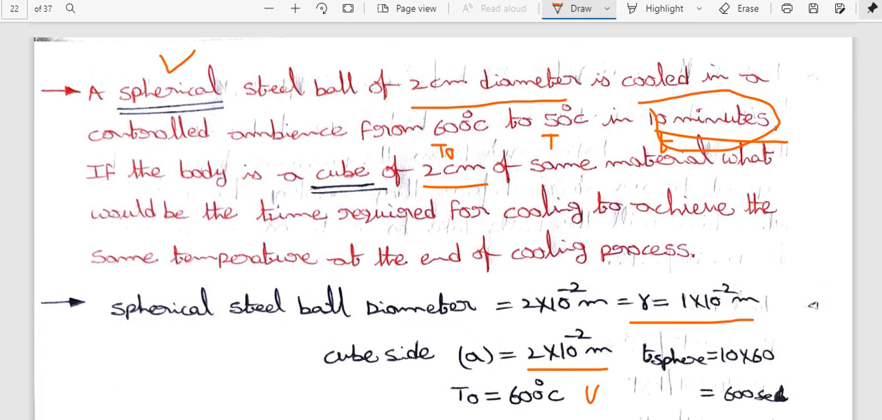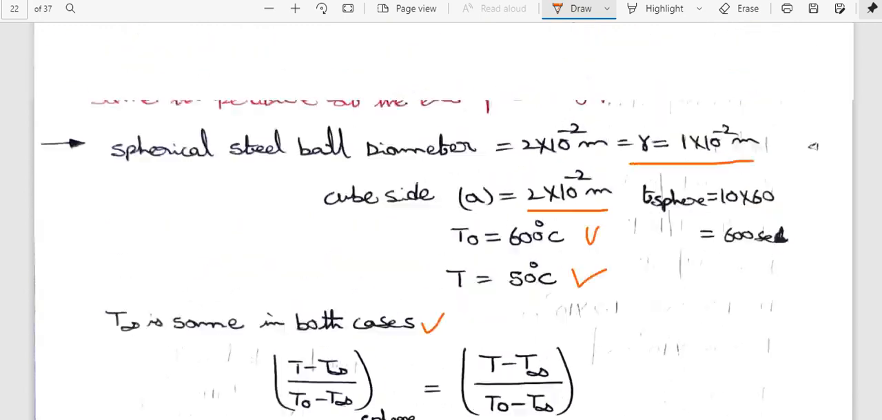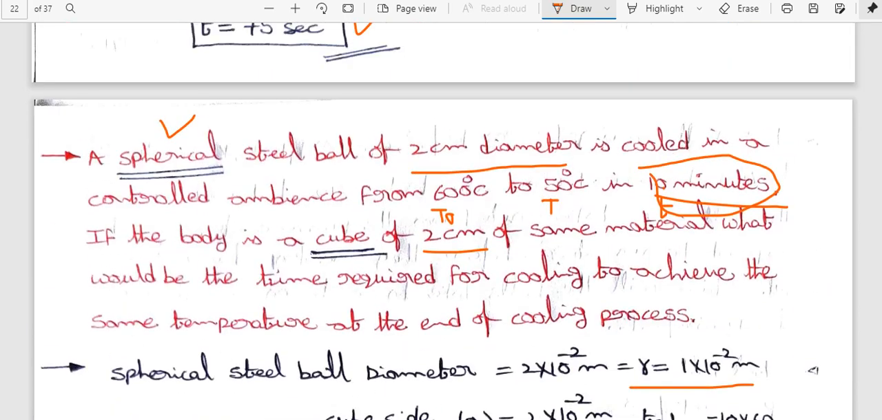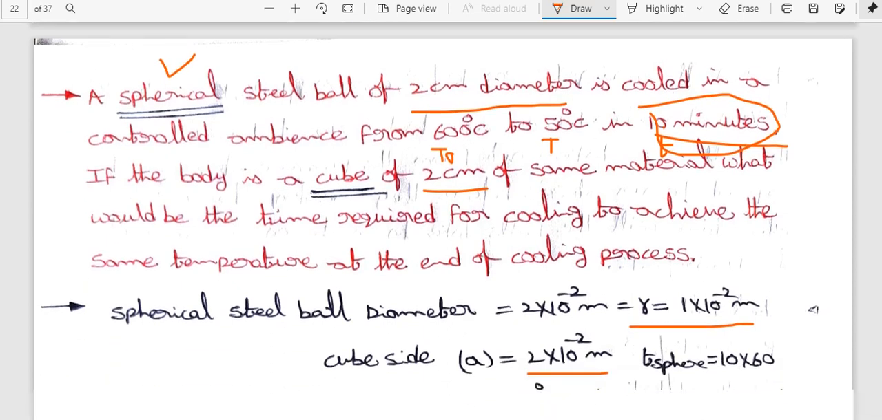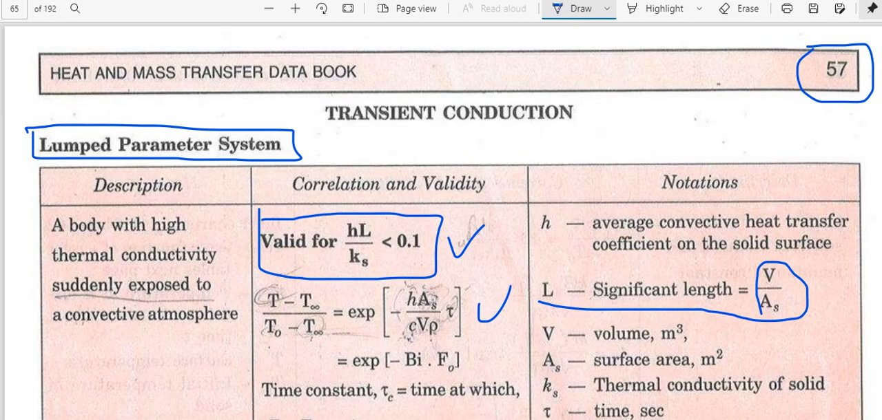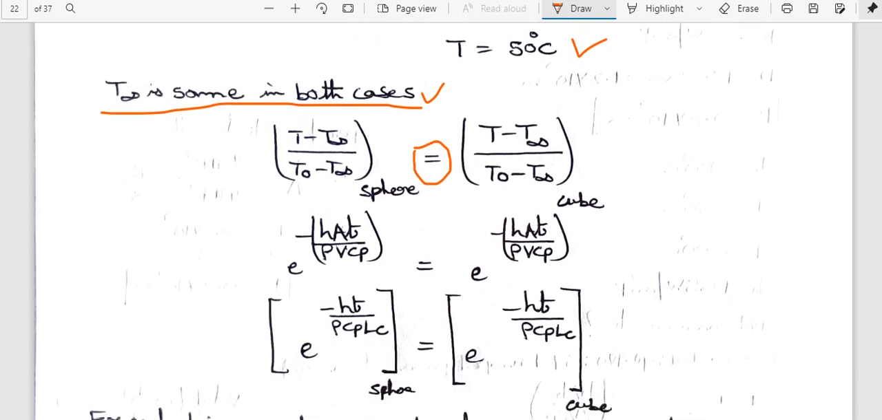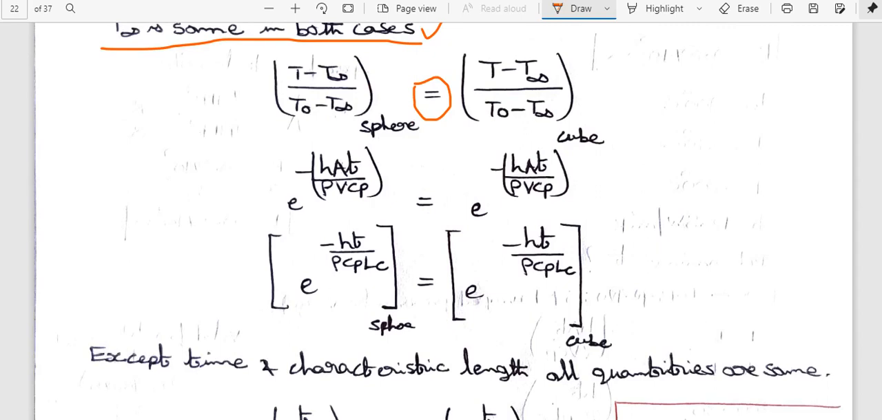Here there is no T infinity value. So I am considering T infinity is the same in both cases, since the material is the same and constructed as a spherical steel ball and cube. So here I am considering the same ambient temperature. That means T infinity is the same in both cases. That's why I am considering the lumped parameter equation, T minus T infinity by T naught minus T infinity. Here, same material means we can equate the sphere and cube temperatures. So what is the value? T minus T infinity by T naught minus T infinity equal to like this. This is the sphere value and this is the cube value.